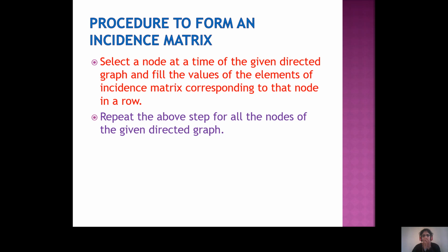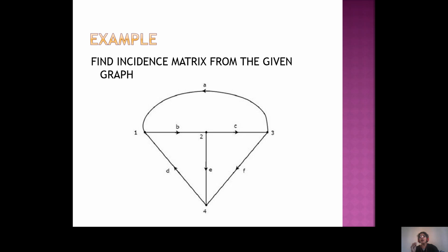What is the procedure to form an incidence matrix? Select a node at a time of the given directed graph and fill the values of the elements of the incidence matrix corresponding to that node. So first you have to select the node, and whatever elements there are, you represent them in the form of lines, and mention the directions. Then repeat all the steps for the nodes of the given directed graph.